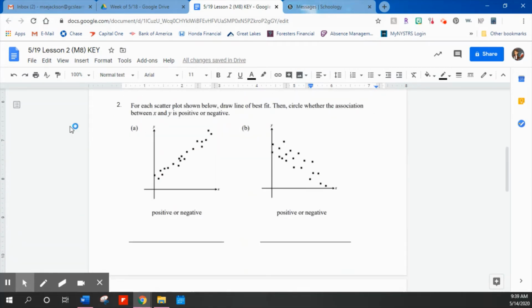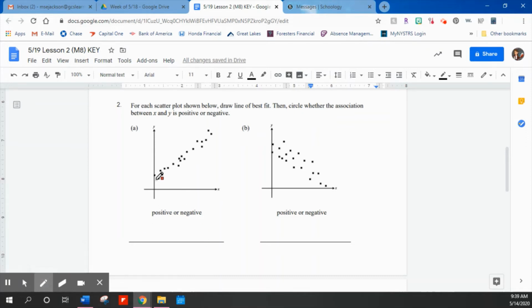All right, so number 2, for each scatter plot shown below, draw a line of best fit, then circle whether the association between X and Y is positive or negative. So this is kind of a review from what we talked about yesterday. Now it says to draw a line of best fit. However, if you're working on the Google Docs, you cannot draw on your Google Docs. So I will draw it for you.